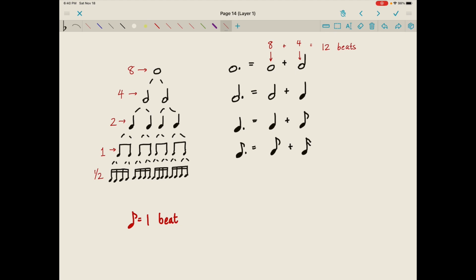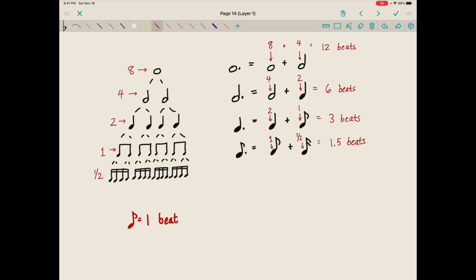The dotted half note is worth 4 beats for the half note, 2 beats for the dot, for a total of 6 beats. The dotted quarter note is worth 2 beats for the quarter note, 1 beat for the dot, for a total of 3 beats. And the dotted 8th note is worth 1 beat for the 8th note, and half a beat for the 16th note for a total of 1.5 beats.